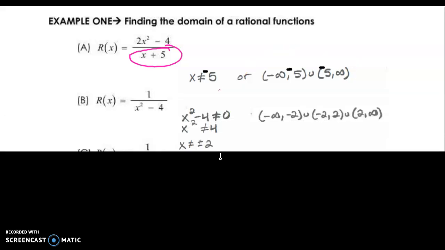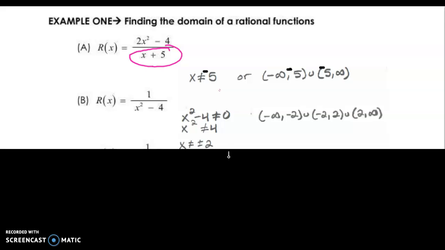For number 2, when I set this denominator equal to 0, now I've got x squared equals 4, so x can't be plus or minus 2. So we have to not include 2 and negative 2 in our domain.